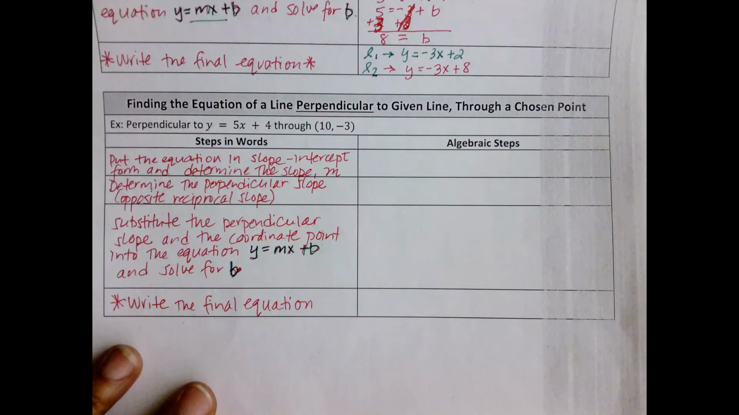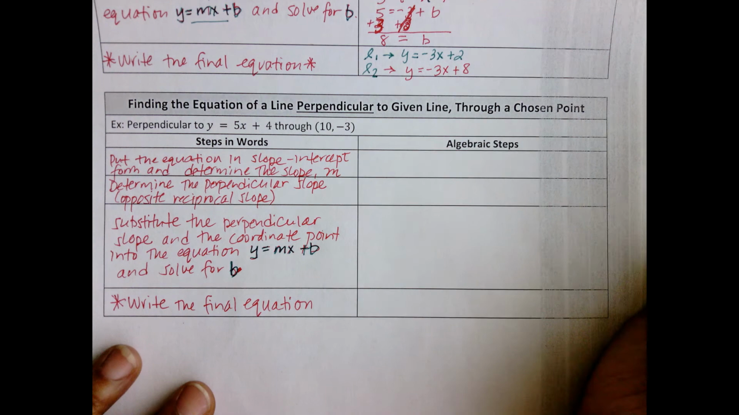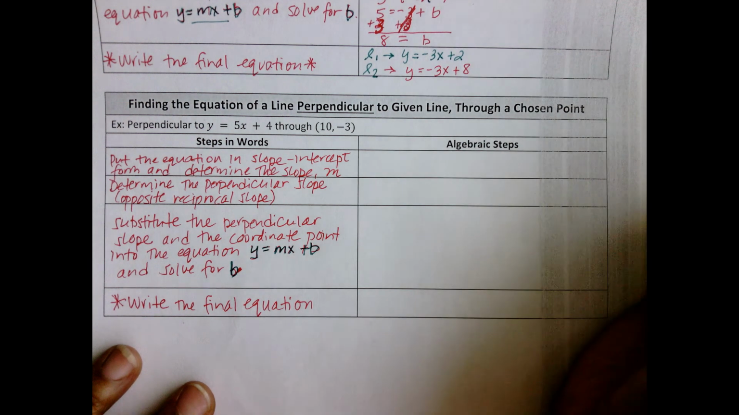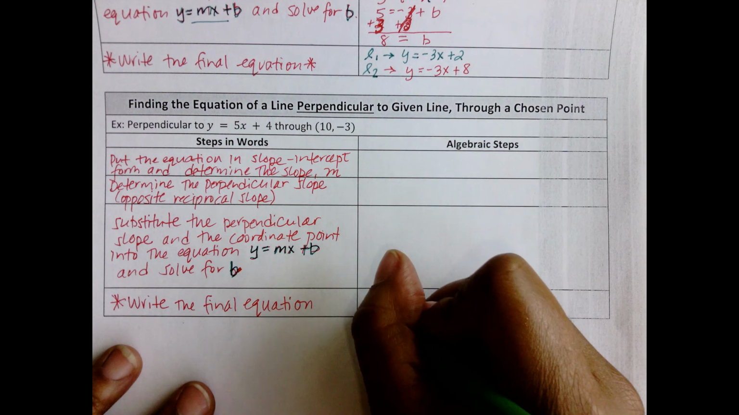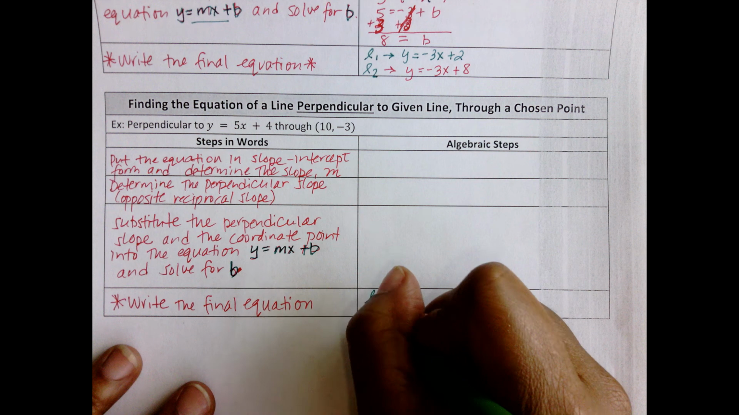Hey, so here is part 2 of lesson 2.5, equations of lines. The first video went over how to find the equation of a line parallel to a given line through a chosen point. Here we're going to find the equation of a line perpendicular to a given line through a chosen point. Remember, once we're done, we should have two lines, okay?